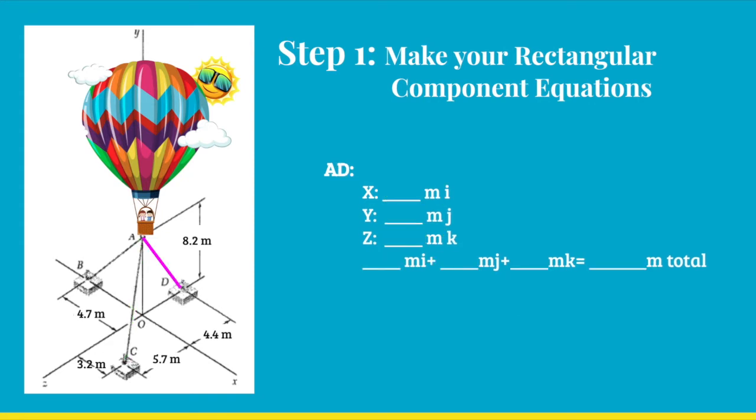Now, for the last cable, we will do the process over again. We will start by looking for the X component. In this case, there is none because the cable does not extend to the left or right of the origin. Therefore, you can substitute 0 in for X.